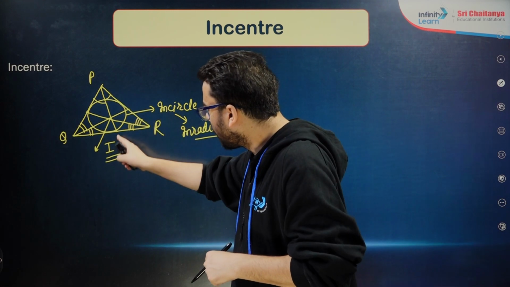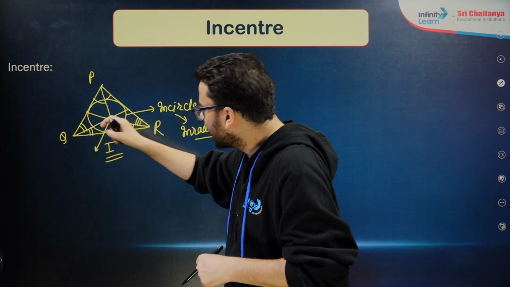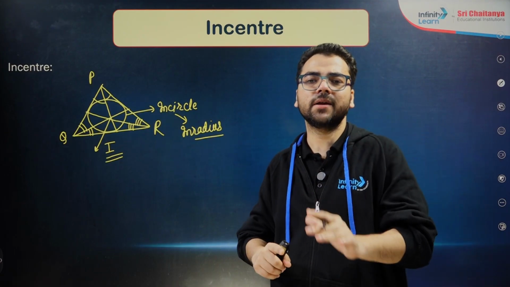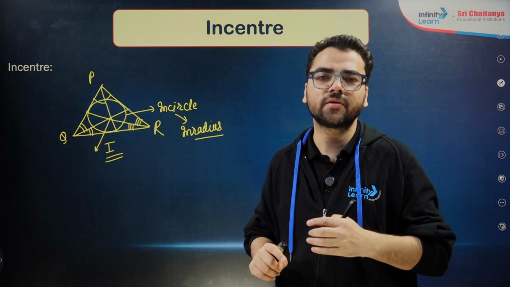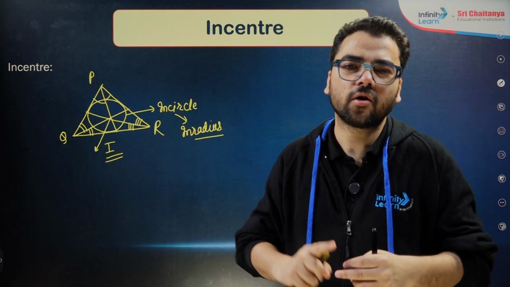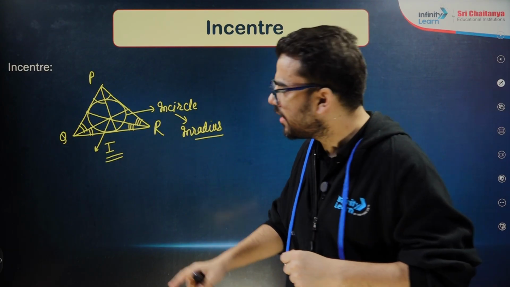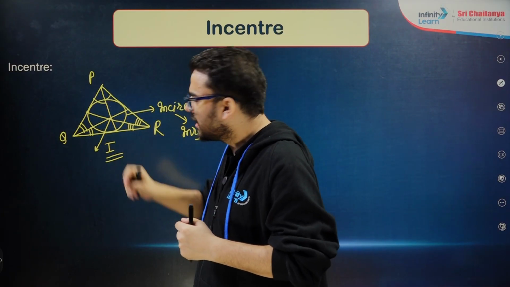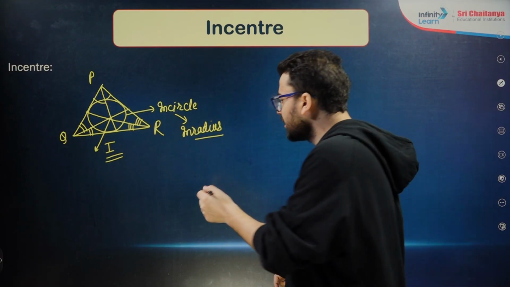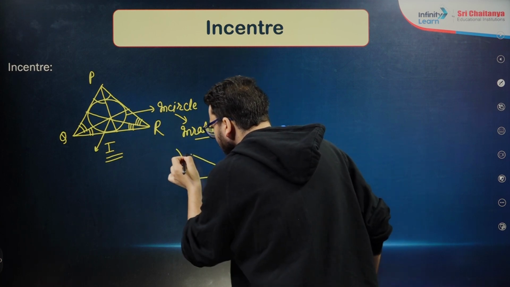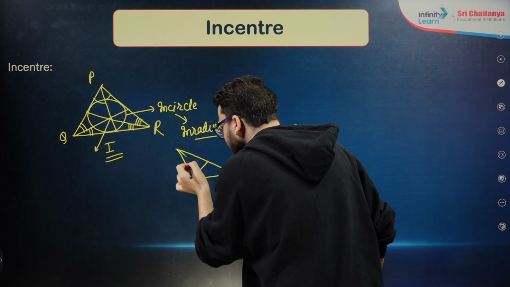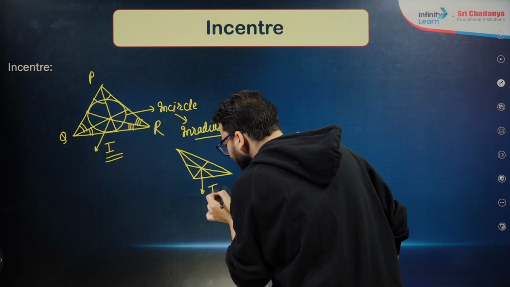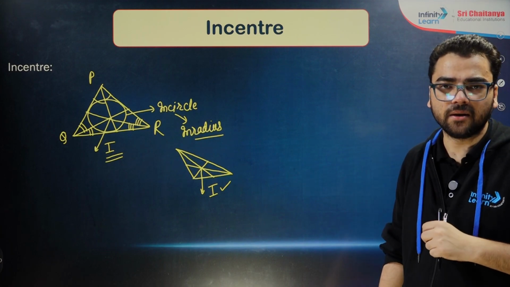So again I will repeat, the point of intersection of the internal angle bisectors of a triangle is called its in-center. Now whatever might be the type of the triangle, whether it's an acute angle triangle, an obtuse angle triangle or a right angle triangle, the in-center will be every time inside the triangle. Why? Because the angle bisectors of the internal angles will be inside the triangle every time. If you take an obtuse angle triangle, the bisectors of the angles will be like this. So this will be the in-center. The same will happen in a right angled triangle as well.